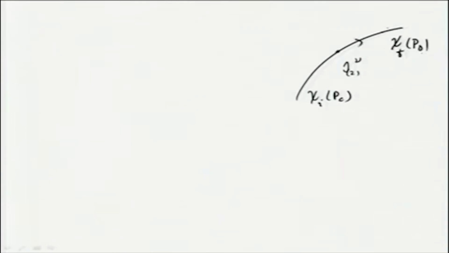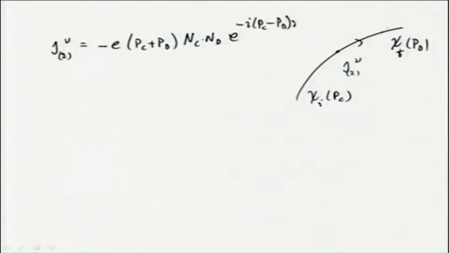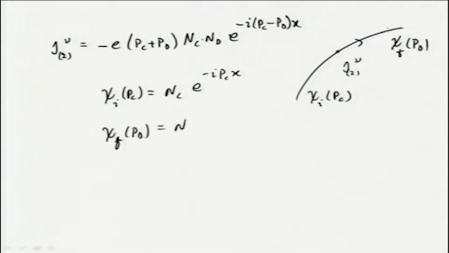In that case, J2 mu, in an exactly similar fashion as J1 mu, can be written as minus e (p_c plus p_d) N_C N_D e to the power minus i (p_c minus p_d) x, where chi_i of p_c is equal to N_C e to the power minus i p_c x, and chi_f of p_d, the final state, is N_D e to the power minus i p_d x.